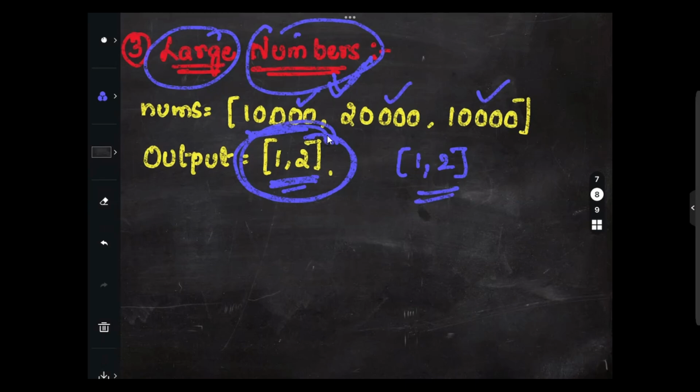Again I'm telling you, 1, 2. How? Here 20,000 plus this one. Actually, I forgot to mention the target: the target equals 30,000 in this case. This is fine. The output here is 1, 2 because, just give me a second, what happened to this one?